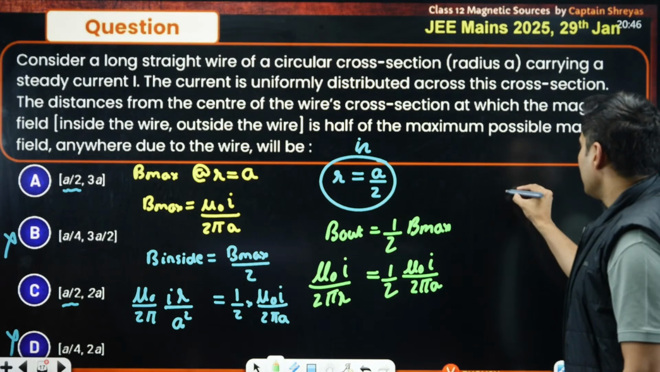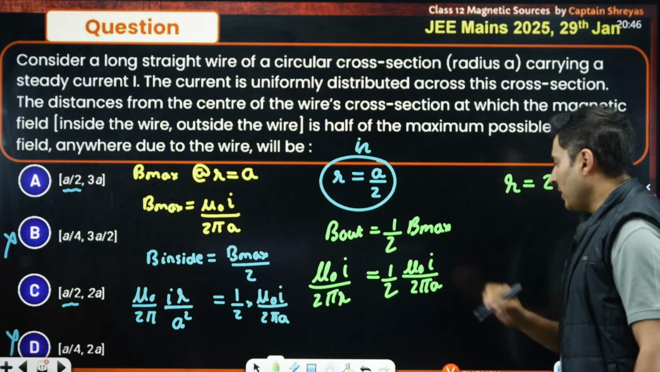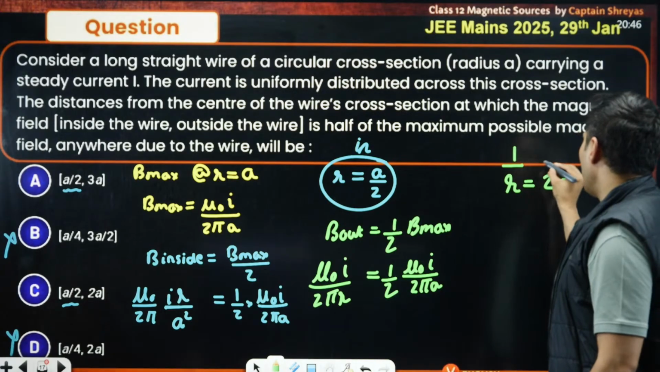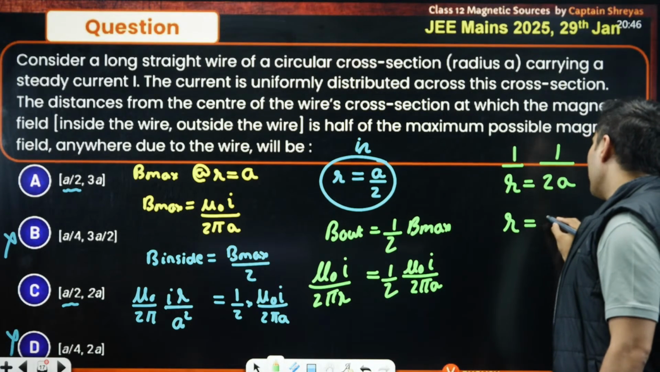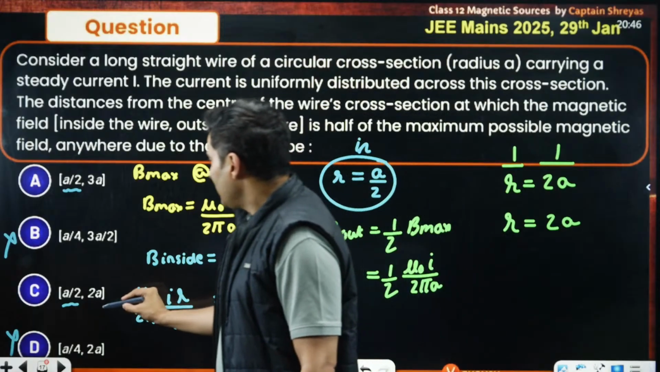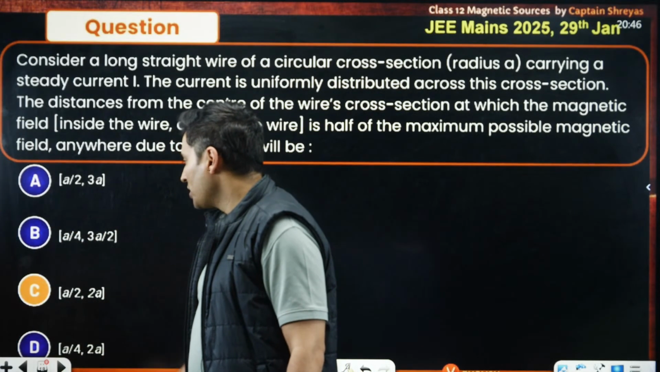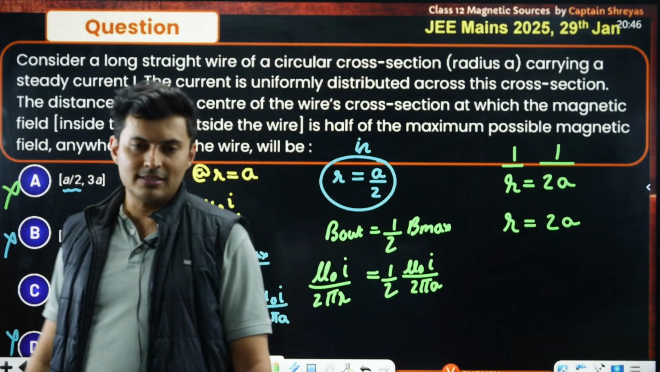So, R is nothing but 2 times of A, as you can see. R is 2 times of A. If you want, I will put 1 by R is equal to 1 by 2A. Therefore, R is equal to 2 times of A. Everything else will get cancelled. So, 2A is definitely there here. So, this option A gets eliminated. So, option number C is the right answer.